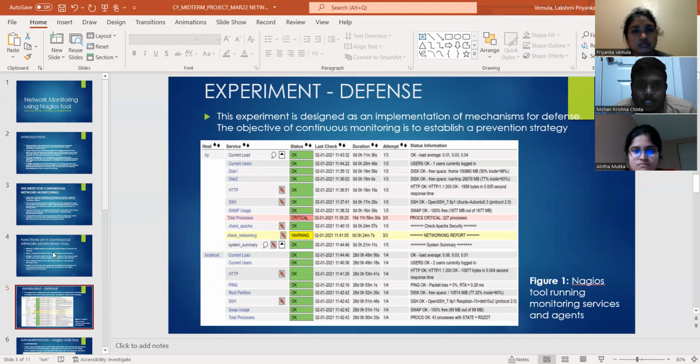Let us say that in the experiment we have done, we define the experiment design, the implementation and the mechanism. The objective of continuous monitoring is to establish prevention strategies. What we have done is, where it says status is okay, it's fine, it runs. And finally where it says critical, it means an error was found and it's showing a warning. It's giving an alert message to us about what the problem is.